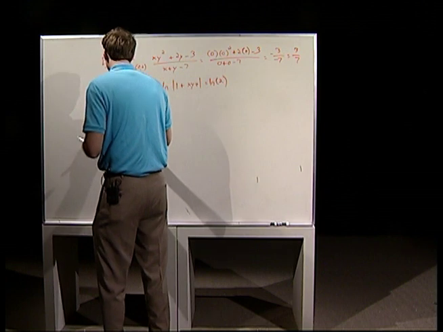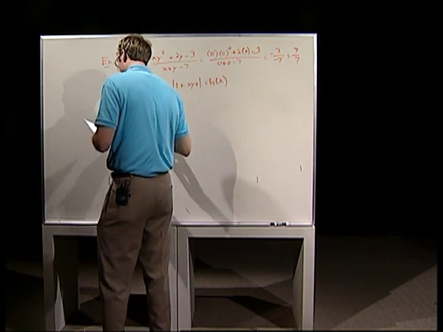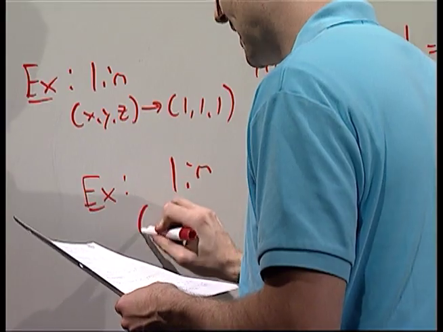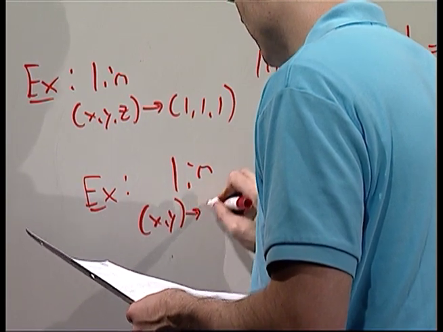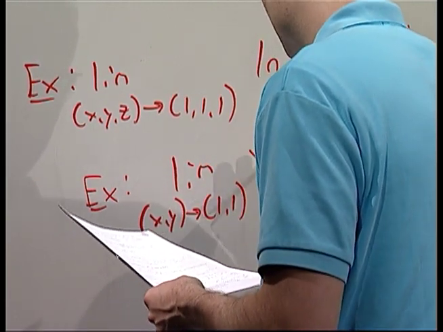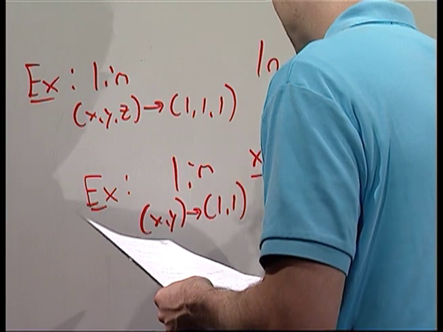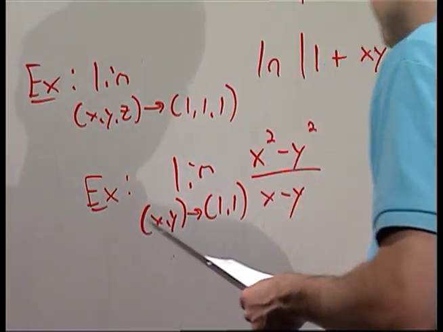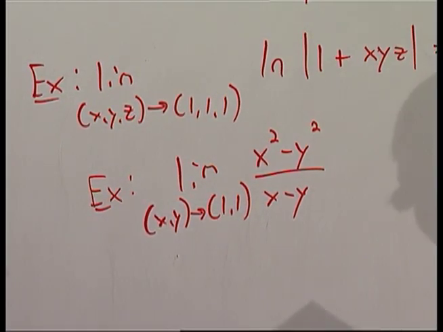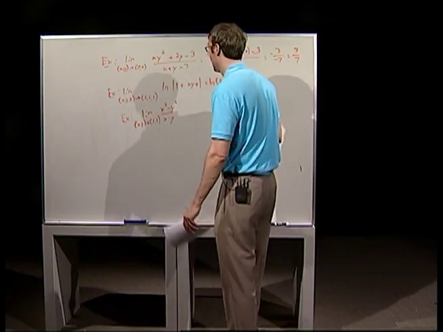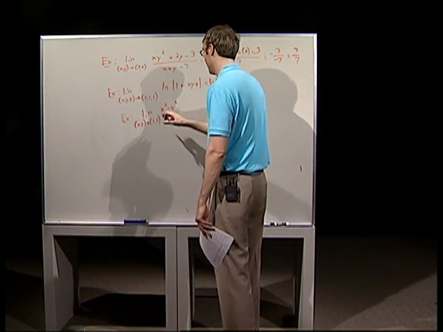Okay, so here's an example of one that we have to do a little bit of work on. A lot of the same tricks to deal with things come into play for limits of higher dimensions. So here we can't just plug in, because if we plug in, we get 0.